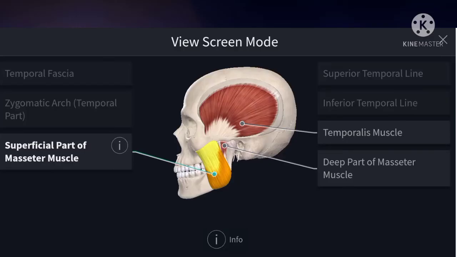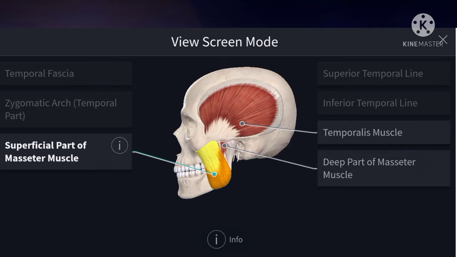Now we will talk about the muscles of mastication. First is the superficial part of the masseter muscle. As you can see here clearly, the superficial part of the masseter muscle arises from the anterior two-thirds of the lower border of the zygomatic arch and the adjoining zygomatic process of the maxilla. The fibers of the superficial part of the masseter muscle pass downward and backward at 45 degrees and get inserted into the lower part of the lateral surface of the ramus of the mandible. It is supplied by the masseteric nerve, and the masseteric nerve is a branch of the anterior division of the mandibular nerve.